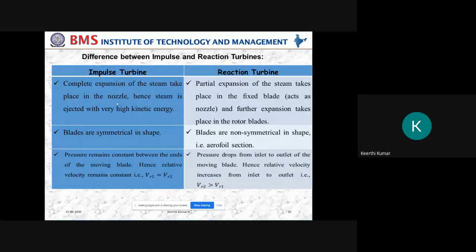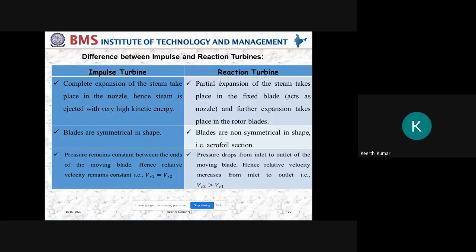Once the high pressure steam is converted to high velocity, then what will happen? It will go and hit the buckets with a very, very high kinetic energy, correct? Hence, the steam is ejected with a very high kinetic energy. Understood? The complete expansion of the steam takes place only in the nozzle, and hence the steam is ejected with a very high kinetic energy and strikes the blades. But what will happen in the reaction turbine? Partial expansion of the steam takes place in the fixed blades, which act as a nozzle.